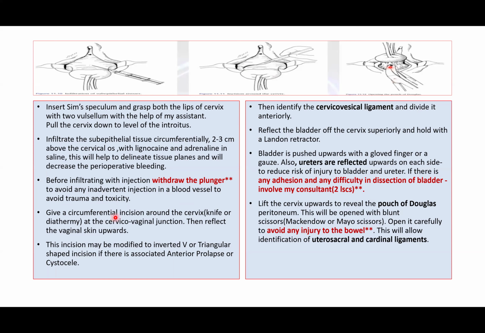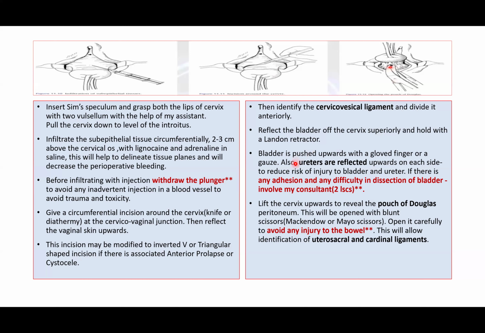Then I will be giving a circumferential incision around the cervix, either by knife or diathermy at the cervicovaginal junction, then reflect the vaginal skin upwards. So this will be your incision here. And if there is a cystocele or anterior prolapse also, then the incision may be modified to an inverted V or triangular shaped incision. After that, I will be identifying the cervicovesical ligament, and divide it anteriorly, reflect the bladder off the cervix superiorly and hold with the Landon retractor.